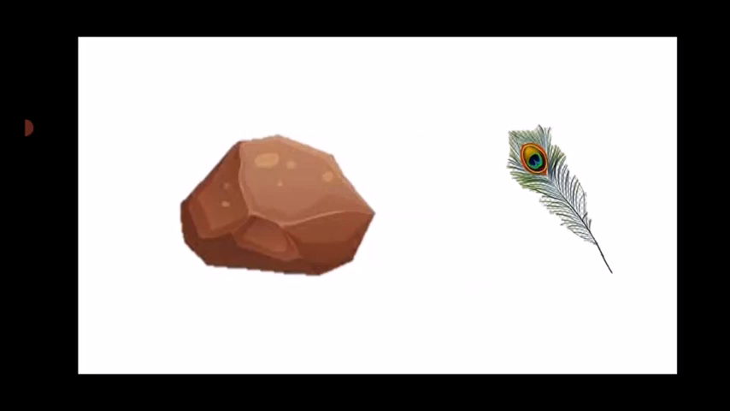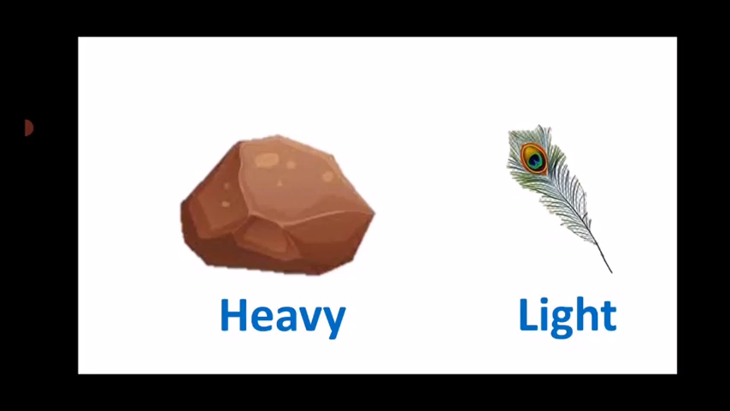So look at this stone over here and a feather. Now, this stone is heavy, whereas this feather is light. Okay, so the stone is heavy and the feather is light in weight. Here you can see a watermelon and a strawberry. So this watermelon is heavy while this strawberry is light.